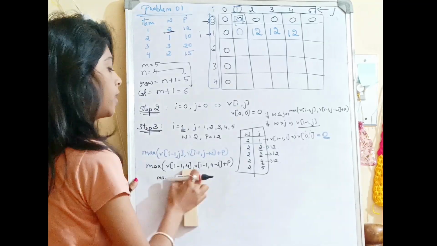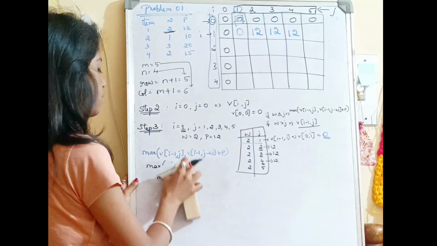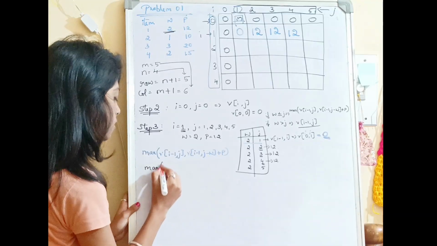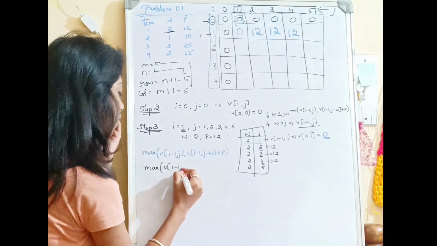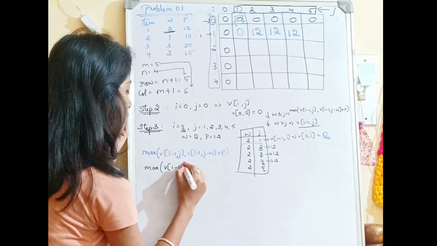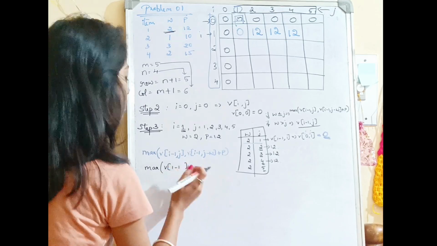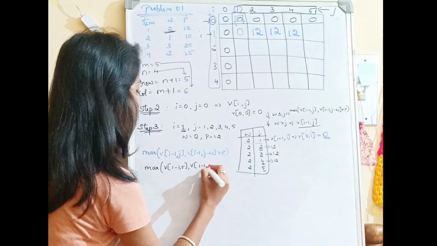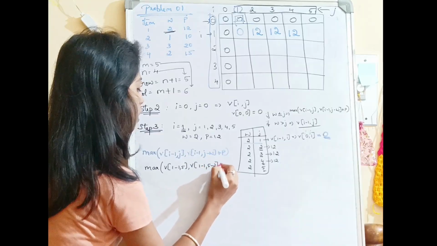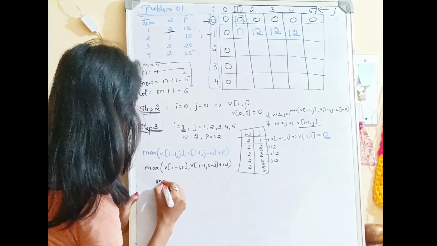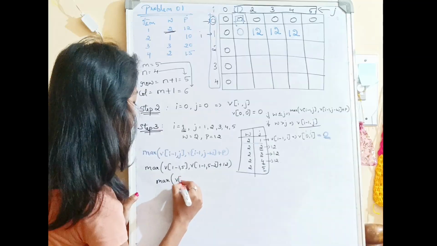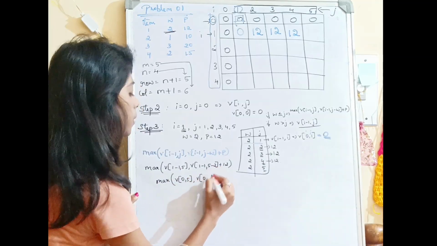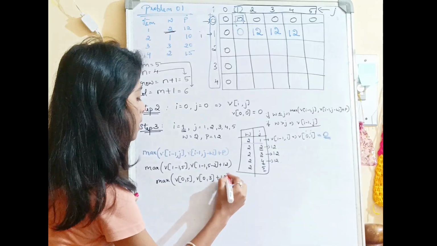Is 2 lesser than or greater than 5? It is lesser than 5. So the same formula again. Max of v of 1 minus 1, comma, what is j? J is 5. V of 1 minus 1, comma, 5 minus 2 plus 12. Okay. Max of v of 0, comma 5, comma, v of 0, comma 5 minus 2 is 3, plus 12.